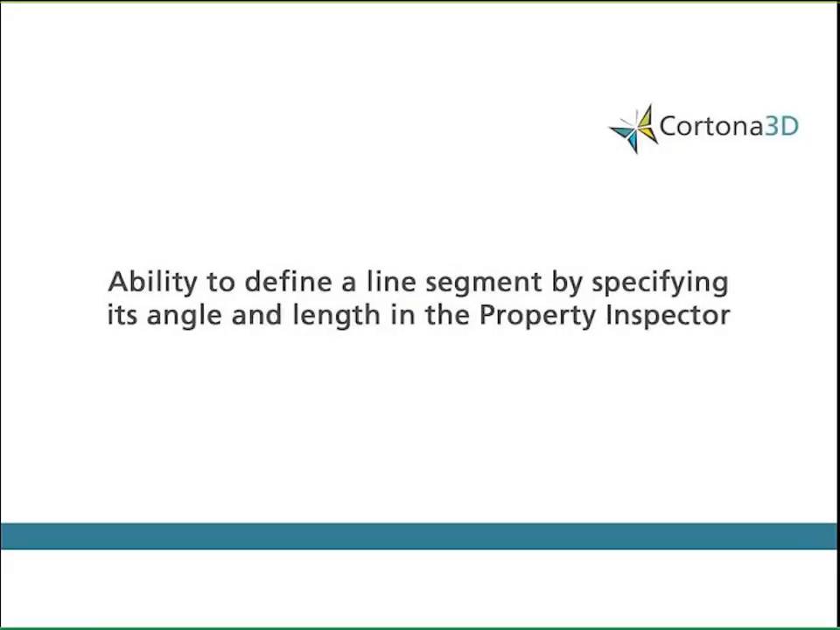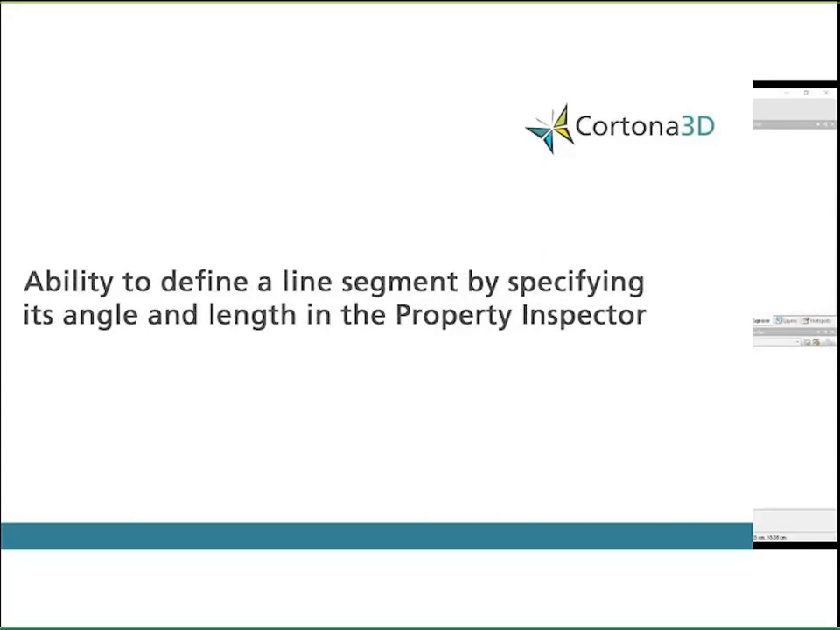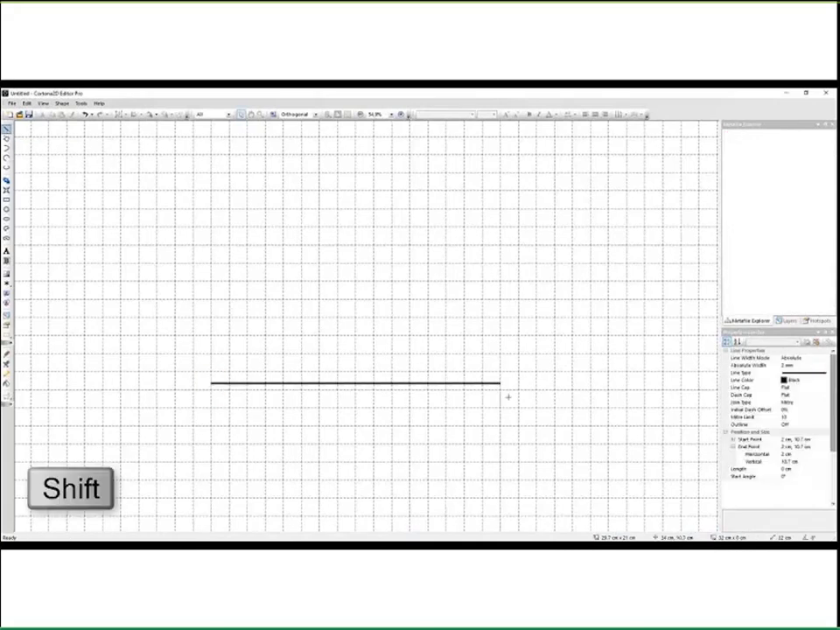The second one is that after creating an object or a line, for example, you are now able to manipulate the length of the line and the angle of the line. This allows you a more precise creation. So if you're using exact length and exact angles, you can now specify them in the property inspector.